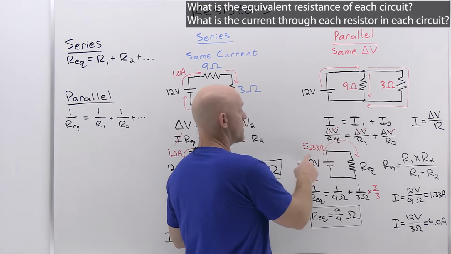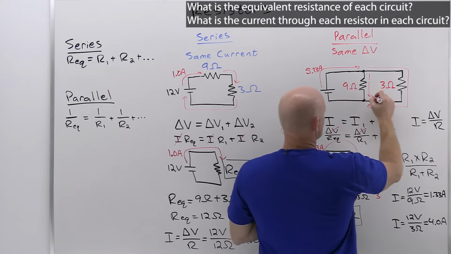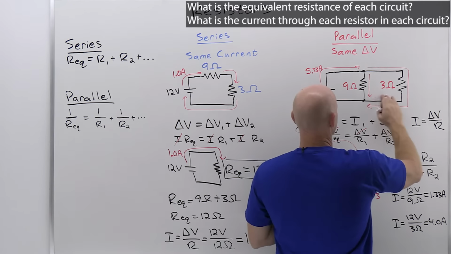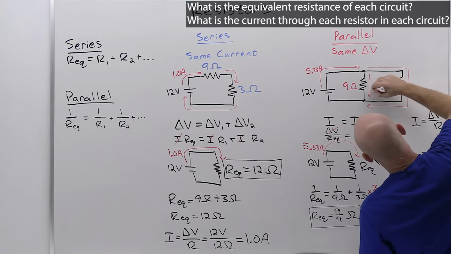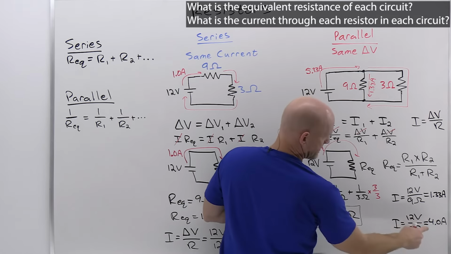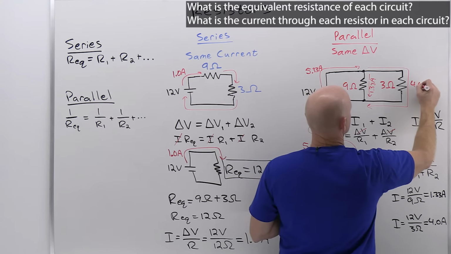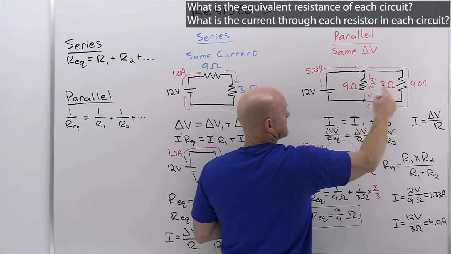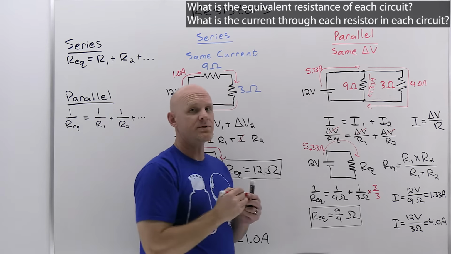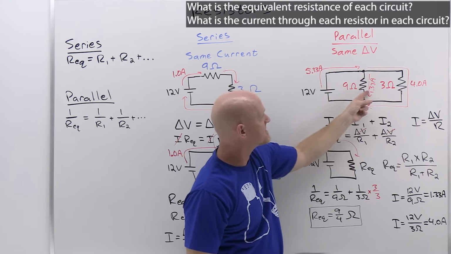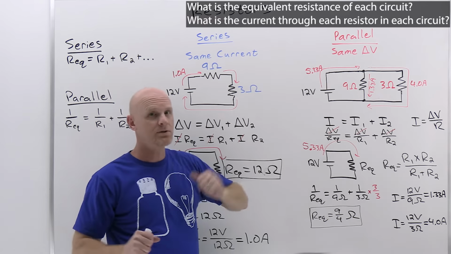But once it reaches this junction, it splits in two. And in this case, through the 9 ohm resistor, we found out that we've got 1.33 amps traveling down here. Maybe I can write that sideways so it looks a little better. And then through the 3 ohm resistor, we've got 4 amps going this way. And notice those add up to 5.33 amps, as they should. The current that goes into that junction has to be perfectly matched by the current going out of the junction. You can't just lose some of that charge.